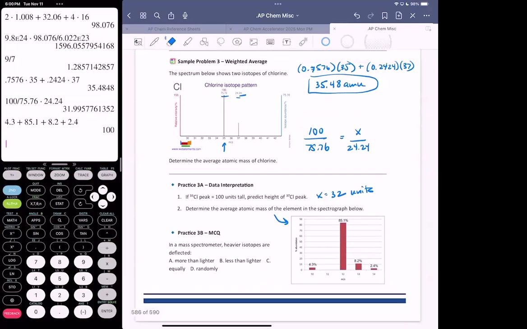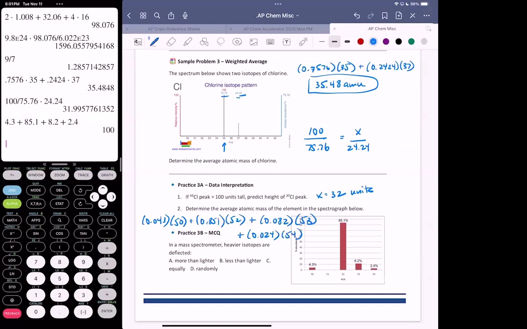So I can just take 4.3, or the fractional amount, times 50. So 0.043, divided by 100, 0.043 times 50, plus 0.851 times 52, plus 0.082 times 53, plus 0.024 times 54.